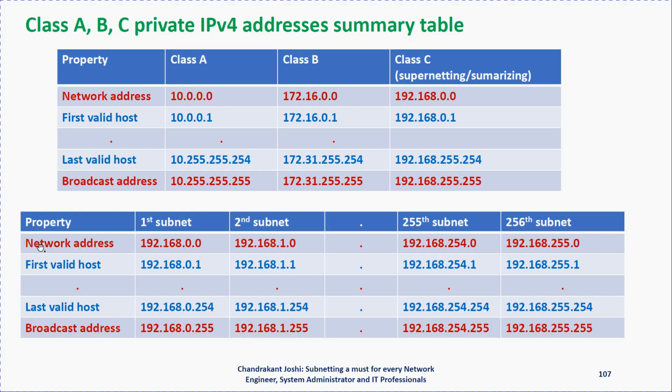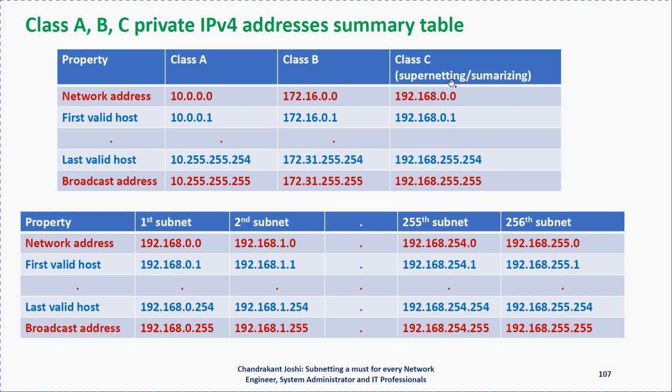So the first network address is 192.168.0.0 with a broadcast address of 192.168.0.255, and anything in between this are the valid hosts. Likewise, this is the second subnet, third subnet, fourth subnet. So 0, 1, 2, 3, 4, and then 255 is the 256th subnet because counting starts from 0. So 0 is number 1, 1 is the second subnet. So 255 is the 256th subnet, 254 is the 255th subnet.